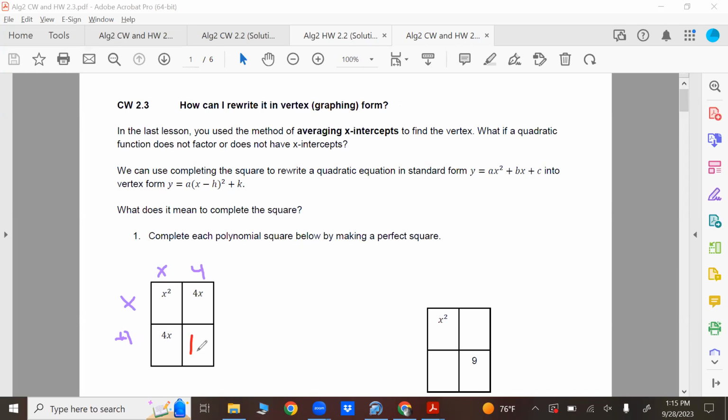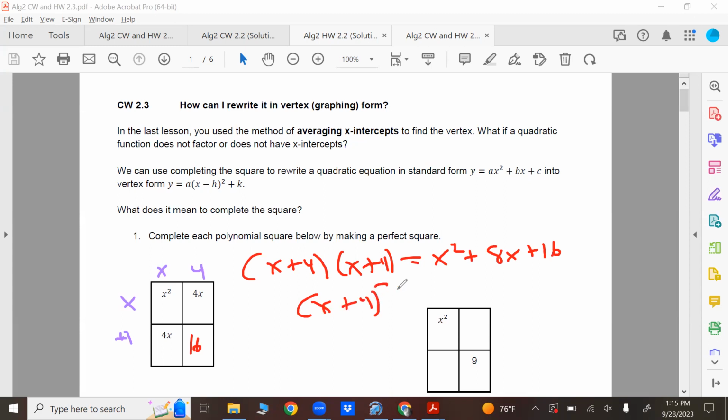Perfect. So what this tells me is that X plus 4 times X plus 4 equals X squared plus 8X plus 16. Or X plus 4 to the second power equals X squared plus 8X plus 16. Right? Because these are identical, X plus 4, X plus 4. These are the same thing. So you can write as X plus 4 squared. And when you combine all this, what do you get? X squared plus 8X plus 16.